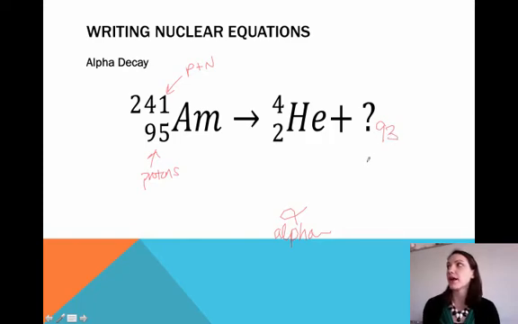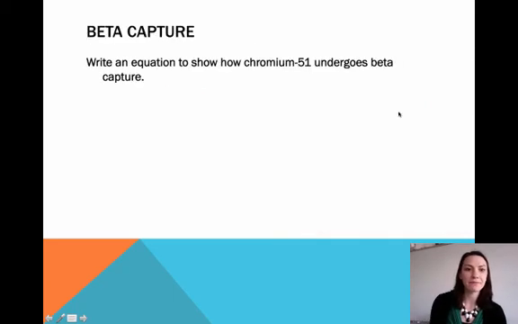I look at my periodic table, and I get that the element symbol for this is Np. Now up here, there are 241 total protons and neutrons. 4 of them get split into this alpha particle. So the other ones, 241 minus 4, would be 237, end up here. And so this is what gets produced, these 2 things. All right, let's try another one.